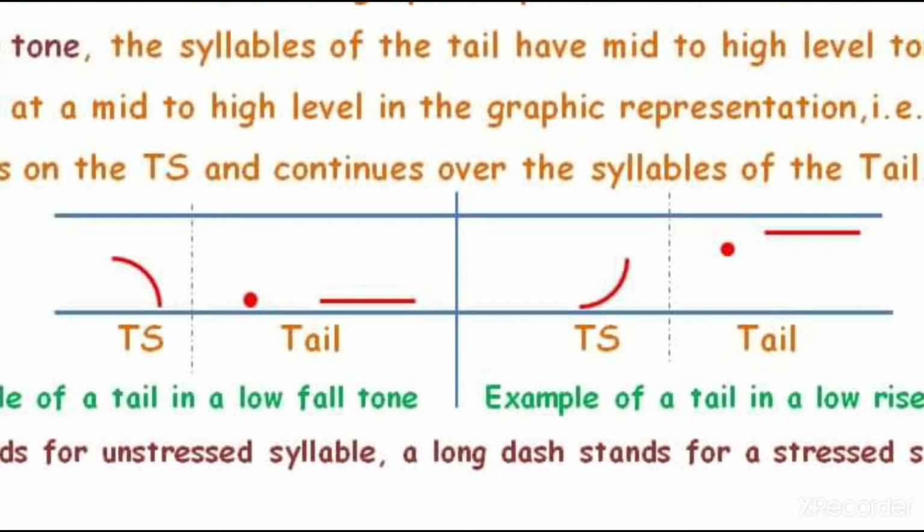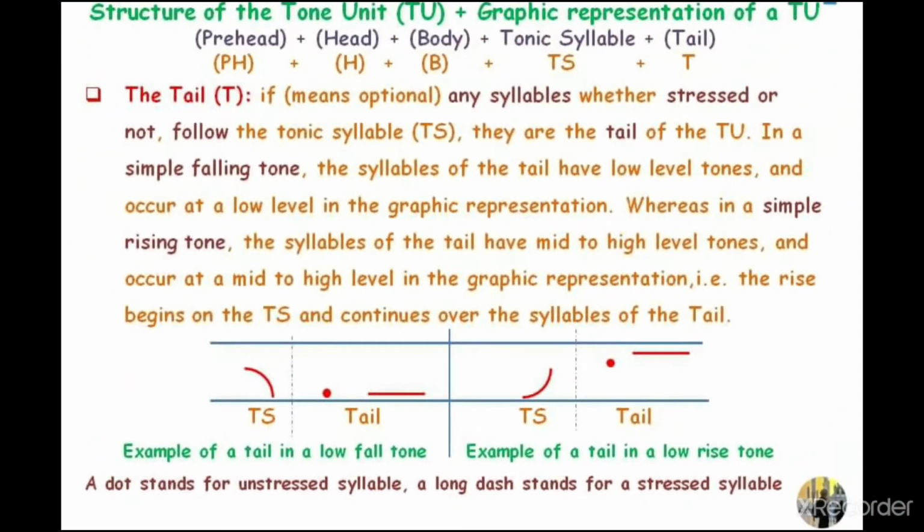So after a falling tone, both the high fall or the low fall, the tail always occurs at a low level. However, after a rising tone, the tail occurs from a mid to a high level.